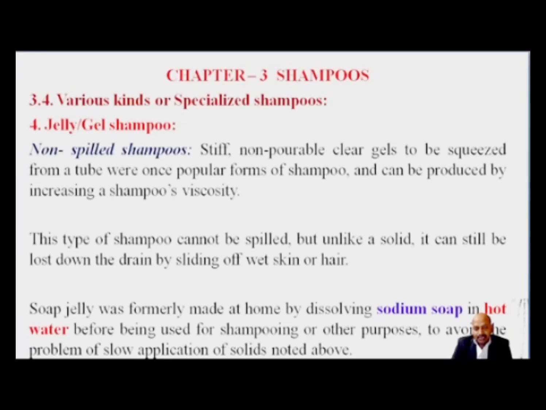And the jelly or gel shampoo. These are mainly used as non-spill shampoos. They cannot be spilled like the bars we have discussed now. Stiff, non-pourable, clear gels to be squeezed from a tube were once popular forms of shampoo and can be produced by increasing a shampoo's viscosity. So the shampoo viscosity is higher here. Therefore, we have to apply pressure by squeezing from the tube. So they are called non-spill shampoos. They cannot be spilled easily, so wastage by spilling does not happen.